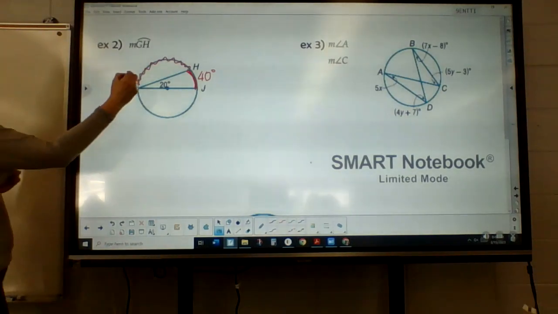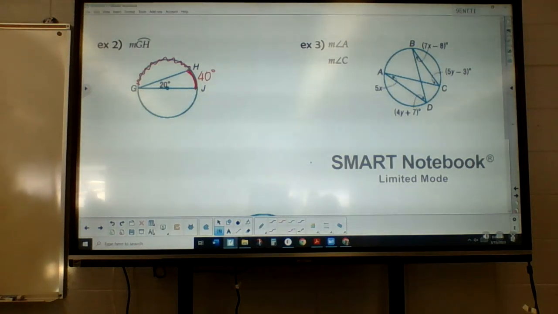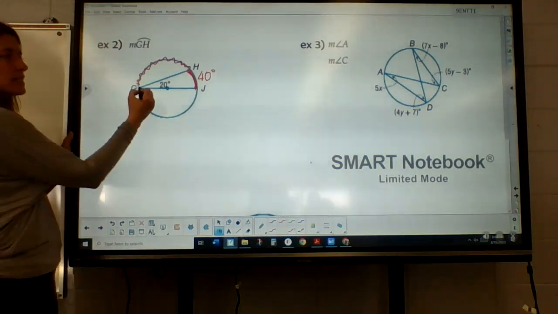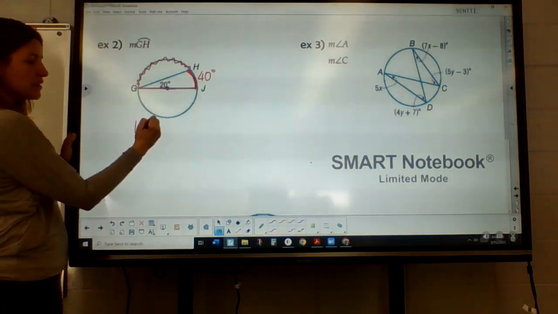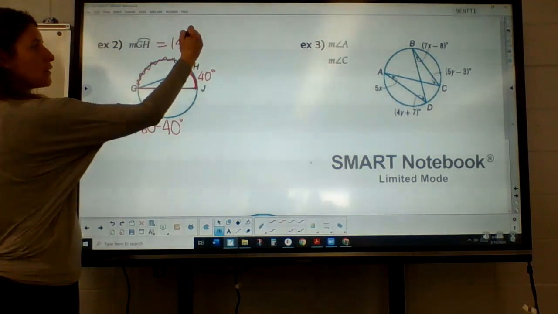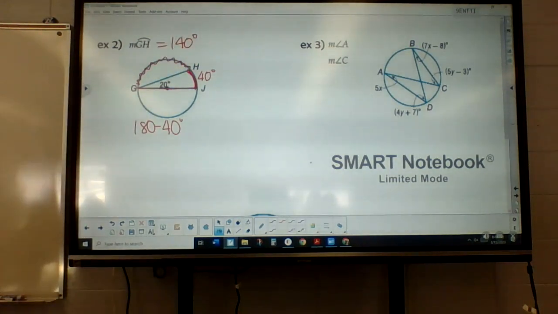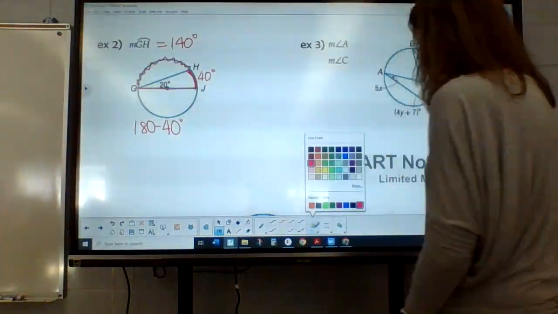So if I want to find this arc, how am I going to do that? We're going to subtract it from 180 because this is a diameter. So that means the half is a semicircle. So we're going to do 180 minus 40. So we get 140 here. And again, please don't forget your degree symbol.